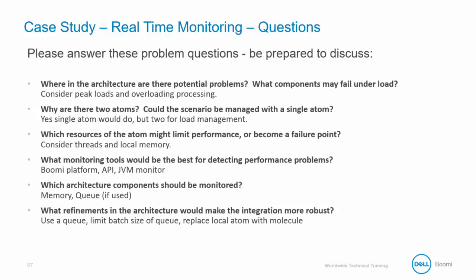A final consideration would be to replace the local atom with a local molecule, which provides you increased processing power and the ability to run forked executions so that if one request dies, it won't kill the whole molecule.